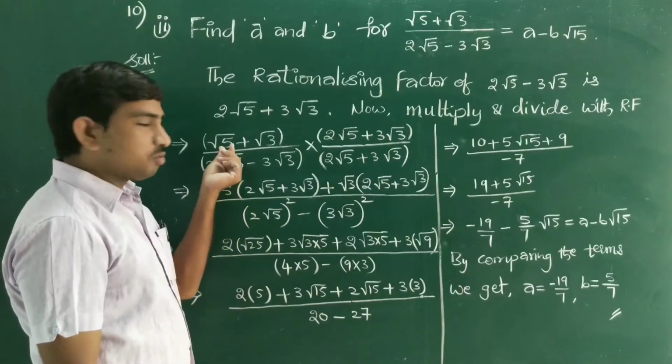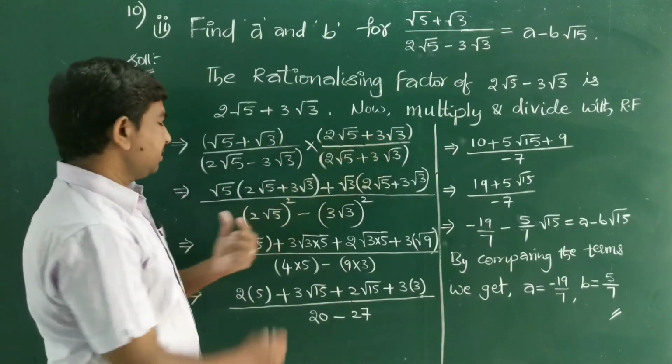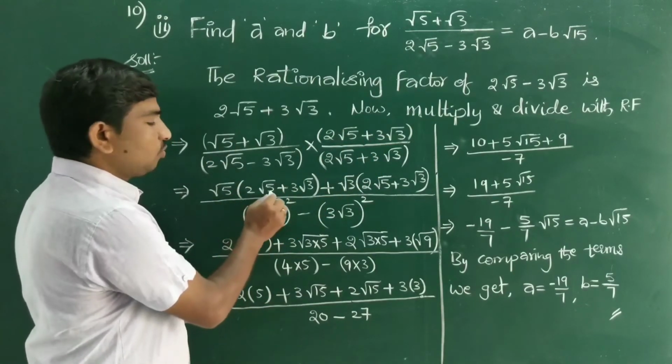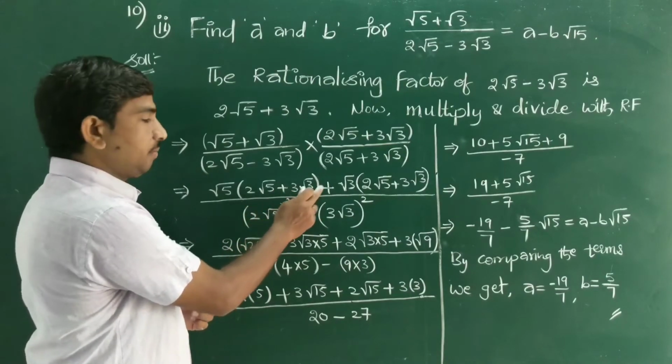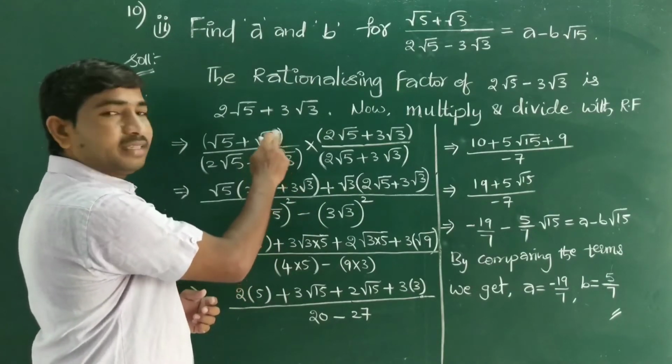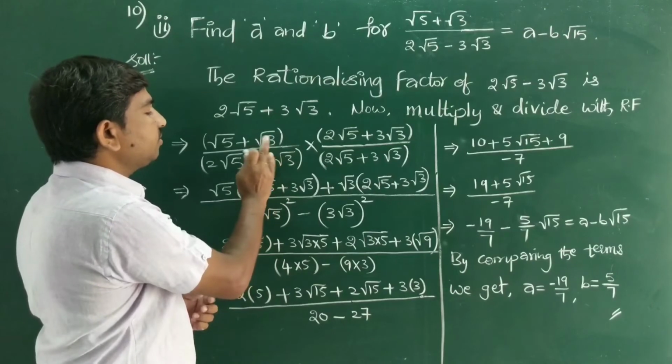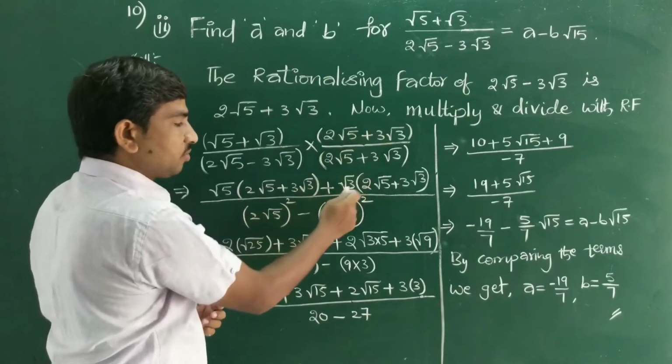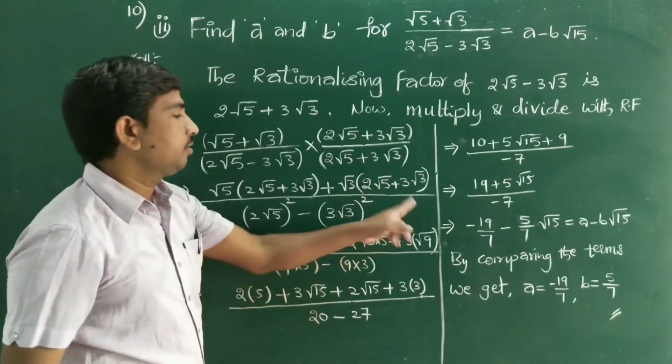So here multiply with root 5, this total term means root 5 into (2 root 5 plus 3 root 3), plus, and remaining, now take this root 3. So root 3 into what? Root 3 into this term, root 3 into (2 root 5 plus 3 root 3).